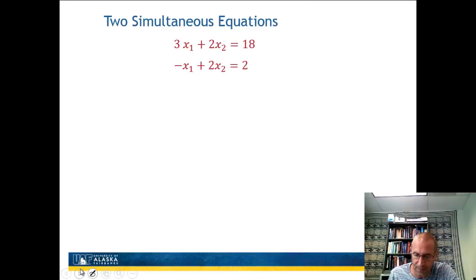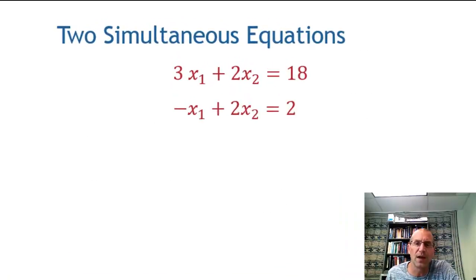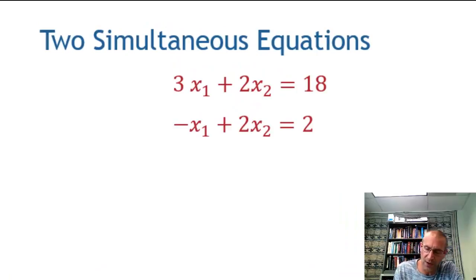So first, I just want to look at two simultaneous equations. Here we have two equations and two variables, x1 and x2. Anytime you have the same number of equations as unknowns, you can go ahead and solve this, and there are a couple of different ways. We could take the bottom equation first, solve for x1, and then plug that into the top equation.